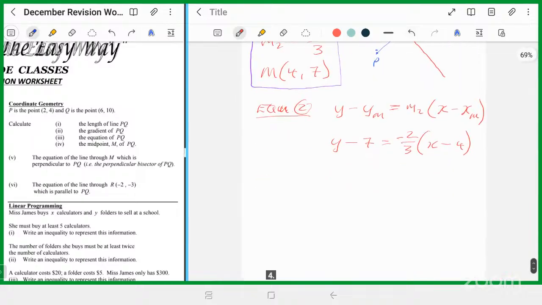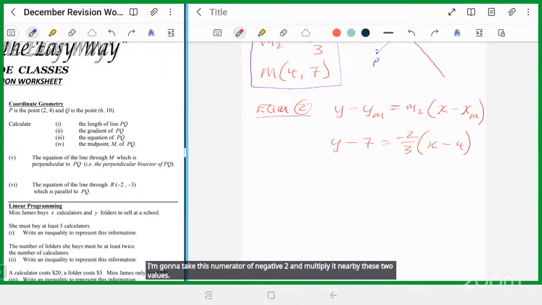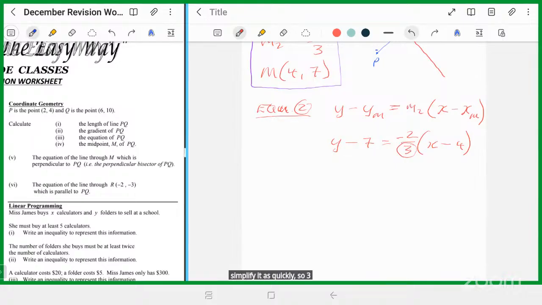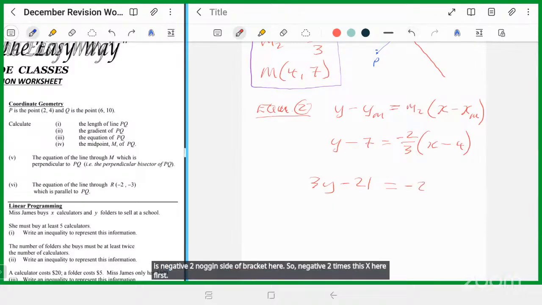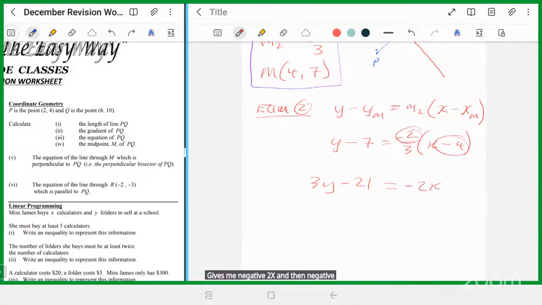And then to simplify this, because this is not a perfect multiple, I'm going to take this denominator and multiply it across by these two values. I'm going to take this numerator of negative 2 and multiply it in here by these two values. To simplify this quickly, 3 times these two values first. So it's 3 times y is 3y, and 3 times this negative 7 is negative 21, equals negative 2 now multiplying inside the bracket. Negative 2 times x gives me negative 2x, and then negative 2 times negative 4 becomes a positive 8.